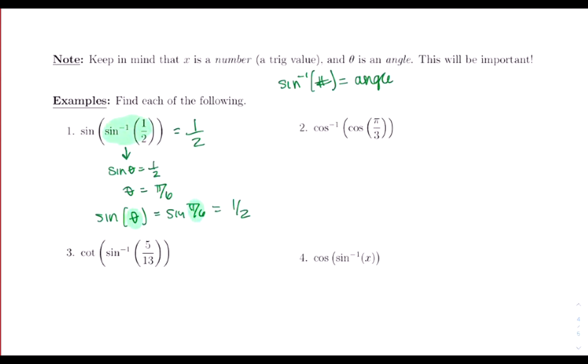All right, cosine inverse of cosine of pi over 3. What is the cosine of pi over 3? It's 1/2. And then cosine inverse of a half. Where is cosine half? At pi over 3.